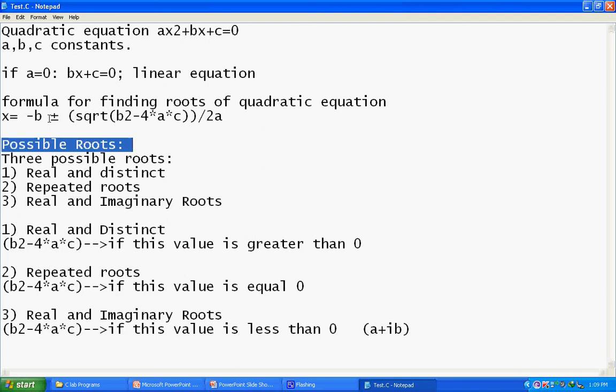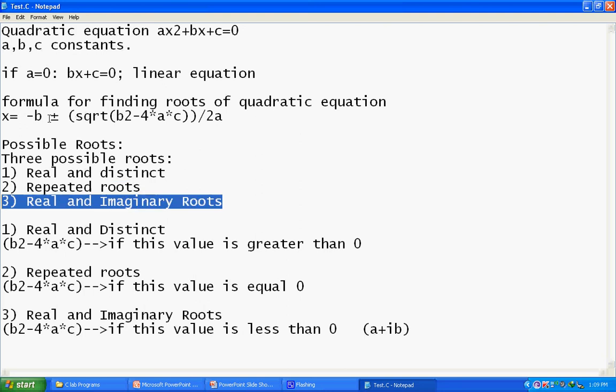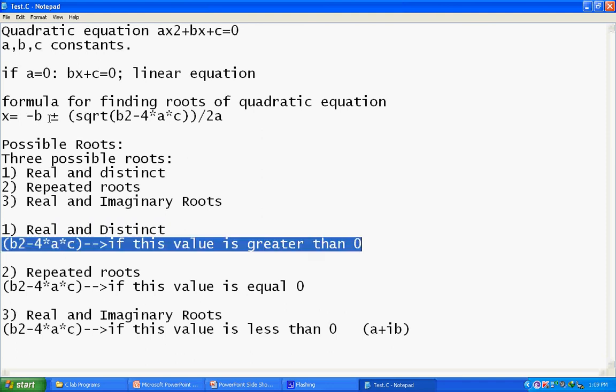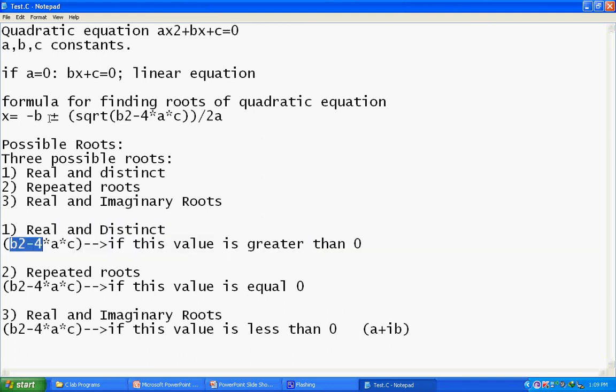When we deal with the quadratic equation, the possible roots we are going to get are real and distinct roots, repeated roots, and real and imaginary roots. We will get real and distinct roots with this formula only if the b square minus 4ac value tends to 0. Sorry, it should be greater than 0.